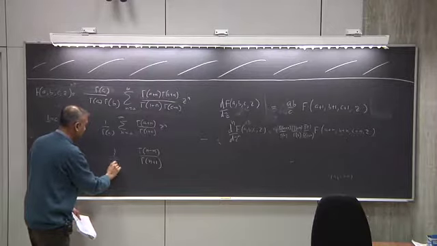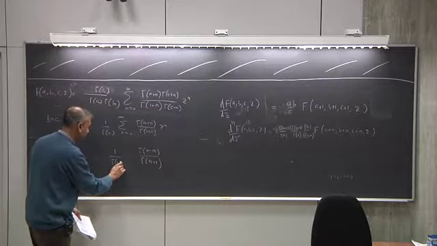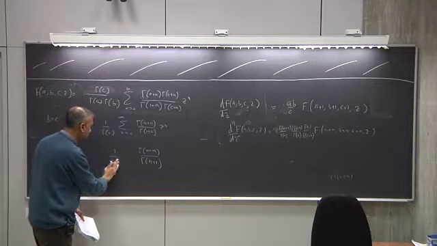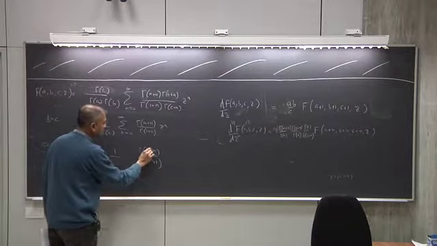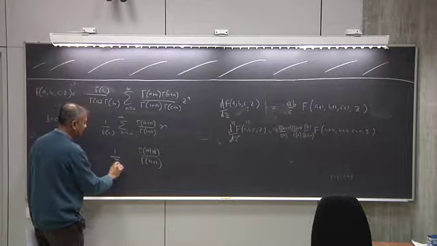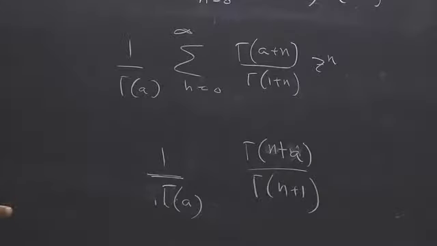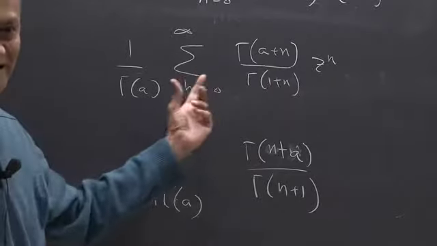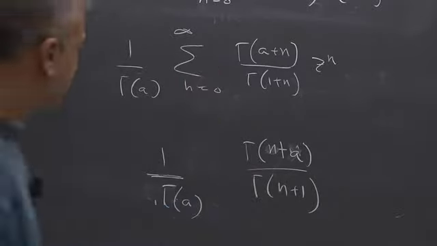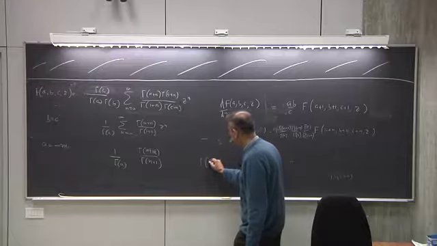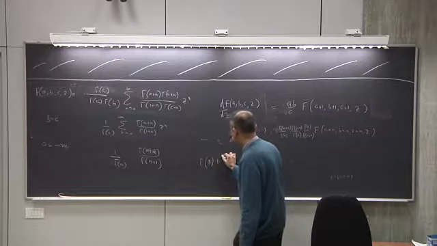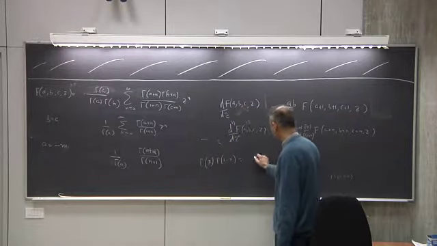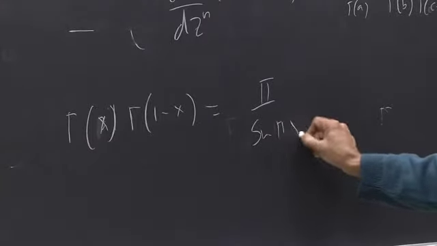So gamma a. One way to do this is to keep it a, because I have to take the limit. You see, a equal to minus m is not very well defined. You have to take the limit a goes to minus m, and for this you can use this famous equation that we wrote down: gamma of x, gamma of 1 minus x is equal to pi divided by sine pi x.